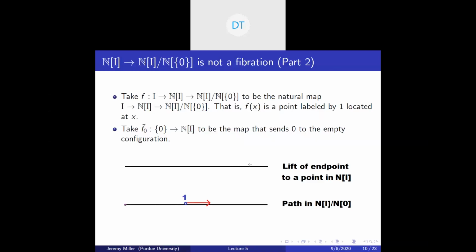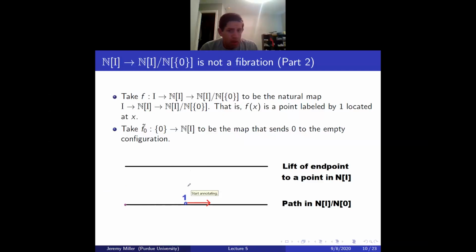Yeah. And then where it all goes wrong is that if we want to lift the path, we would have to go from the empty configuration and then do a jump and start having things. So we don't actually get a path. That's one argument that makes sense to me.